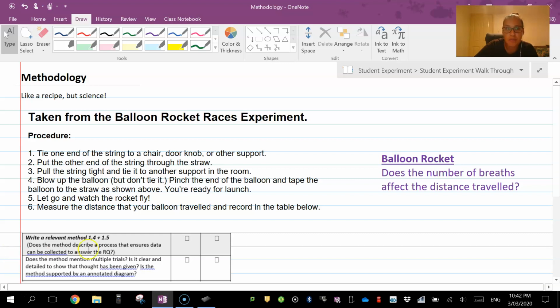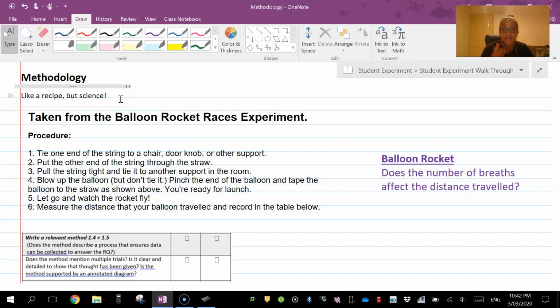So your methodology, it's like a recipe, but it's scientific. So think of it as the purpose of it is to make sure that the reader, if they wanted to do the experiment themselves, they could follow your exact methodology, and hypothetically, so potentially, they should get very similar results to you because they've followed your procedure. So that is what we are looking at today.